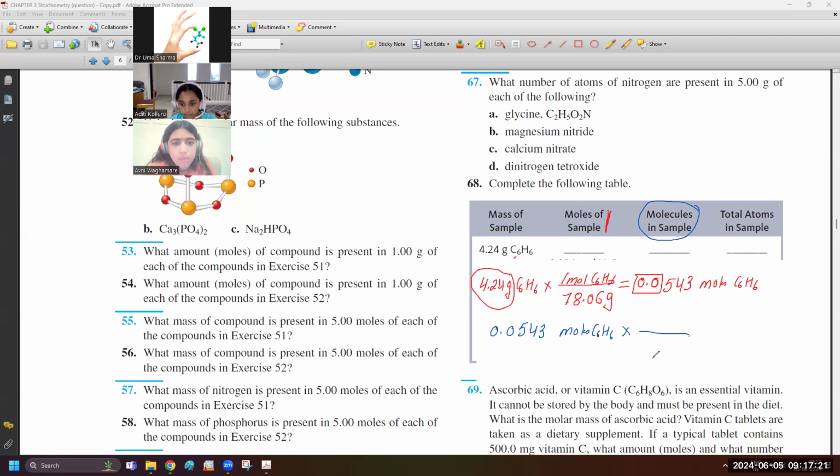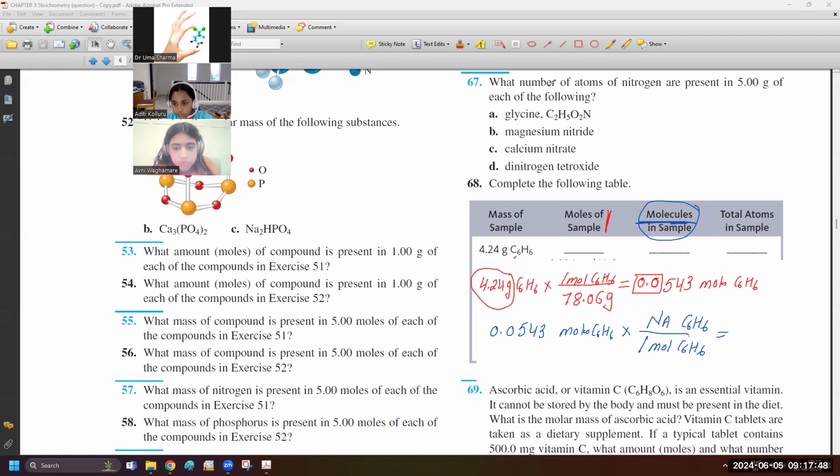Aditi, you are unable to recall which ratio? Avni, you are right. Molar ratio. No, dear. I want to go from moles to number of molecules. I'm not calculating. Avogadro's number. Yes, Avogadro's number of C6H6 divided by 1 mole of C6H6. This will give me the number of molecules.